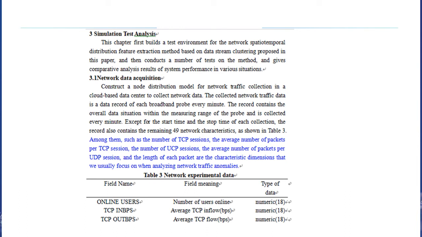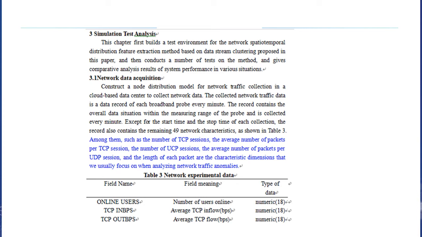Simulation test analysis. This chapter first builds a test environment for the network spatiotemporal distribution feature extraction method based on data stream clustering proposed in this paper, and then conducts a number of tests on the method, and gives comparative analysis results of system performance in various situations.